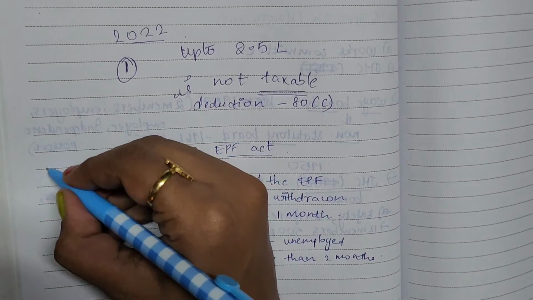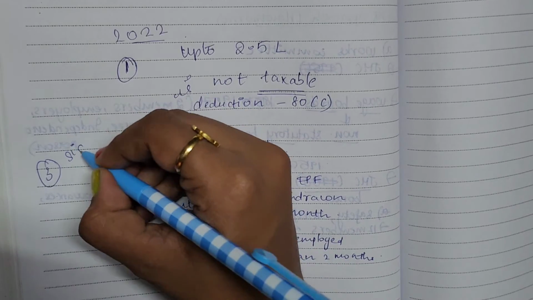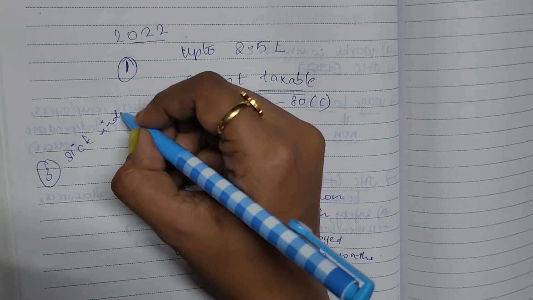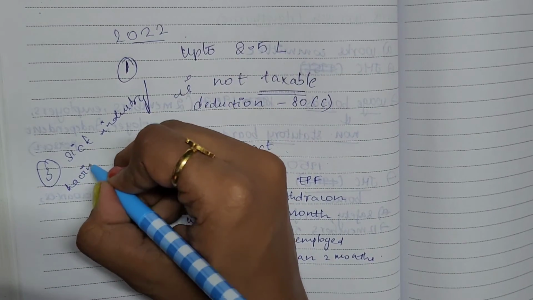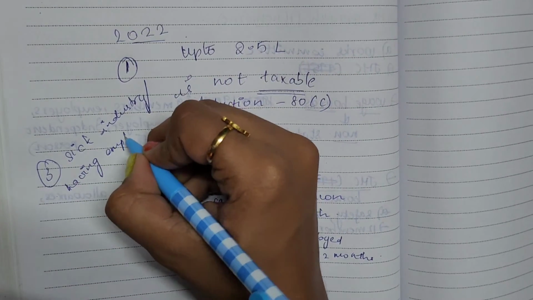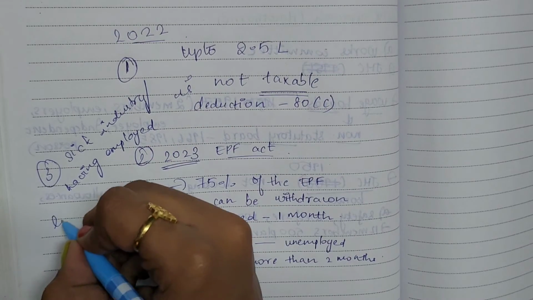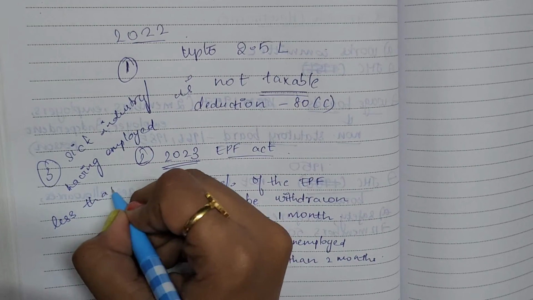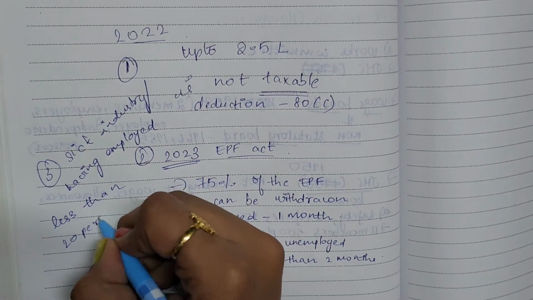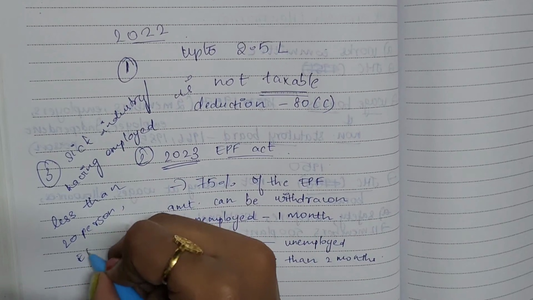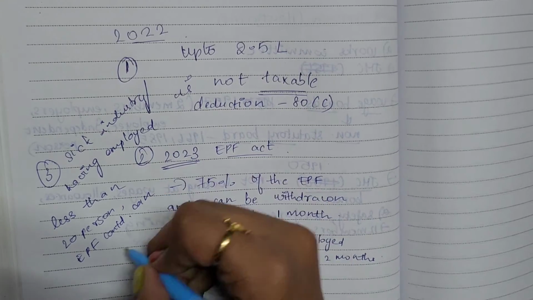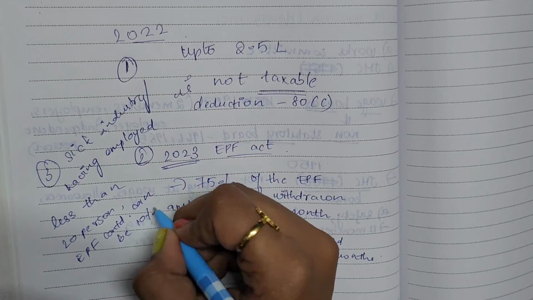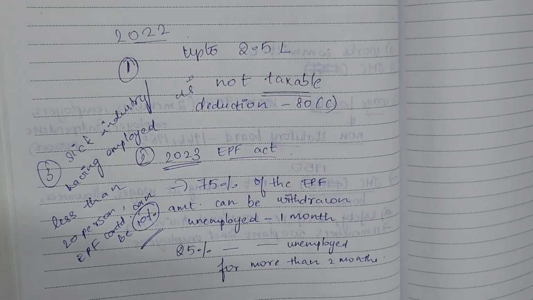Another thing is that in the case of a sick industry or having employed less than 20%, the EPF contribution can be 10%. This is to be remembered.